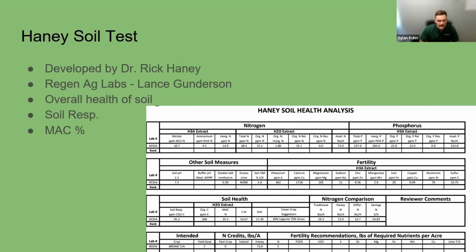The next number as you look over is the organic carbon, and that's really just the home of the microbes. So how good of a home do you have, and how well is your soil cycling with the microbes in there? And then the MAC percentage really is just an indicator of how happy your microbes are.